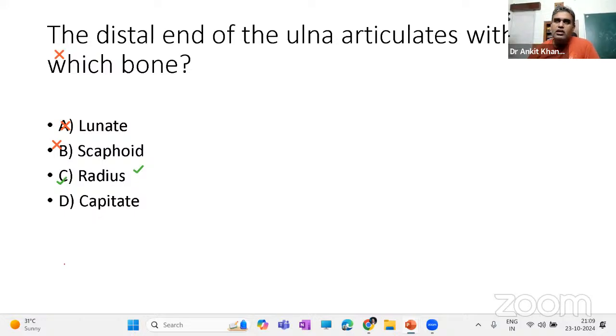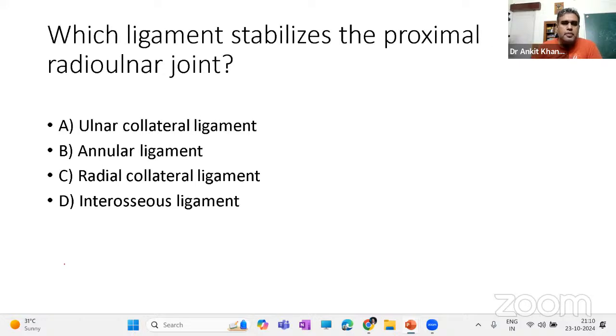Fourth option is capitate. Now guys, capitate is a distal row carpal bone. So capitate cannot articulate with either the radius or the ulna. Because we have four carpals in the proximal row: scaphoid, lunate, triquetral, pisiform. Then your distal row: trapezium, trapezoid, capitate, hamate. So it does not articulate with the radius or ulna. The answer is straightforward: radius, forming the inferior radioulnar joint, and that you have seen helps in supination pronation.